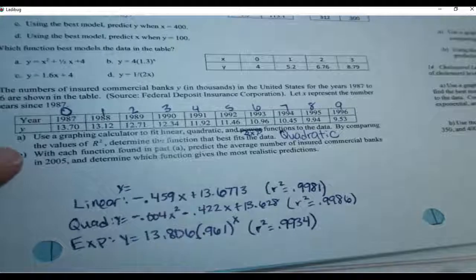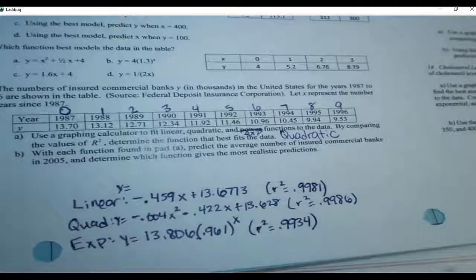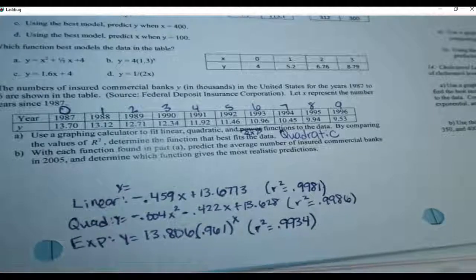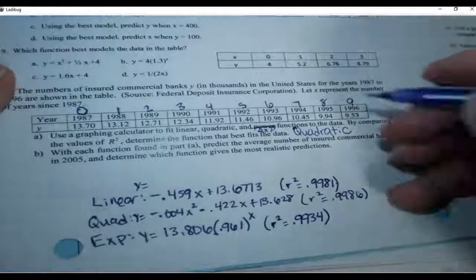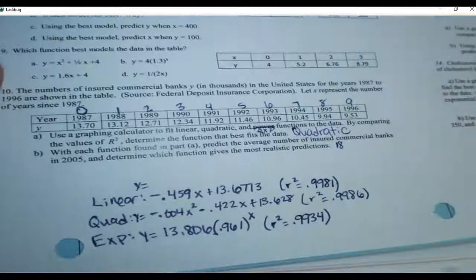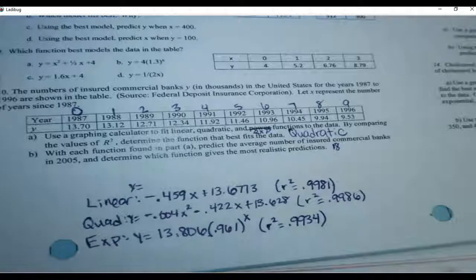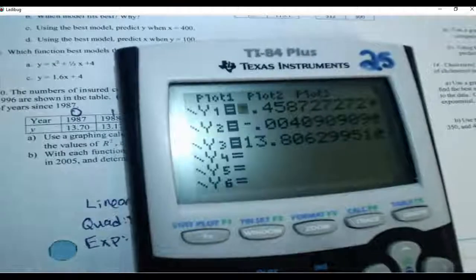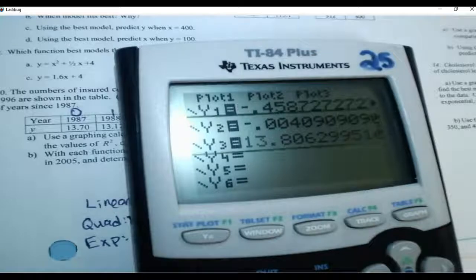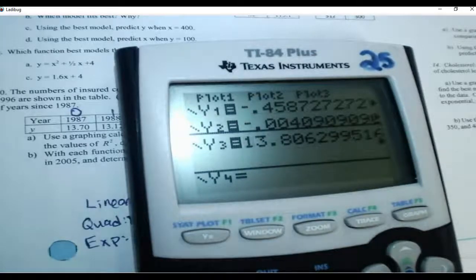So then in part B, we want to know with each function, predict the average number of insured commercial banks in 2005. If I'm starting in 1987, how many years later is 2005? Anybody? 18. Good. So I'm looking at 18 as my x value. If we go to y equals, all three of our equations are there. There's our linear, there's our quadratic, there's our exponential.